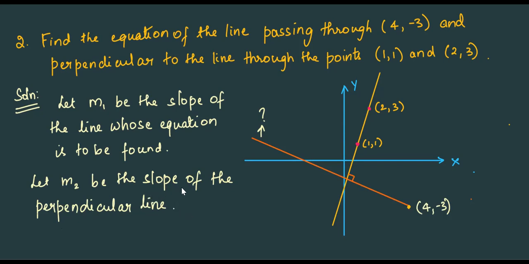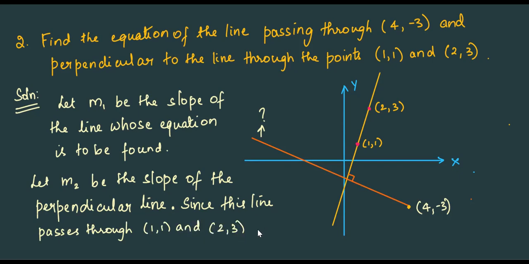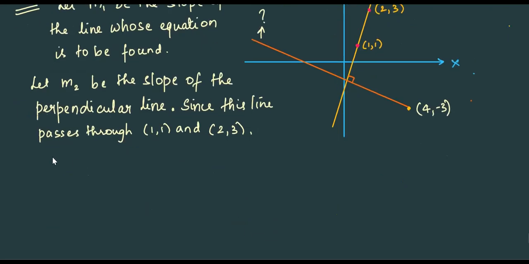So now, since this line passes through (1, 1) and (2, 3), the slope m2 is equal to (y2 minus y1) by (x2 minus x1), that is (3 minus 1) by (2 minus 1). So the slope is 2 upon 1, that is 2.